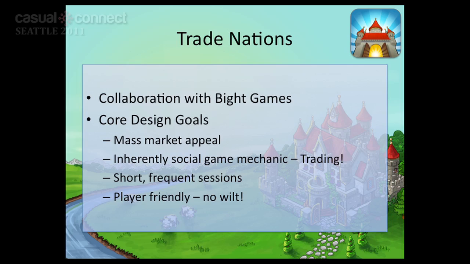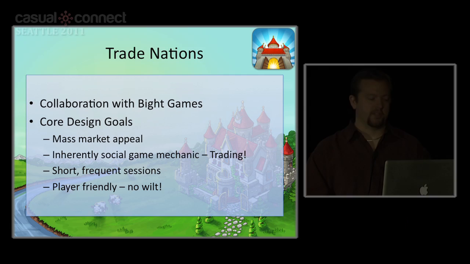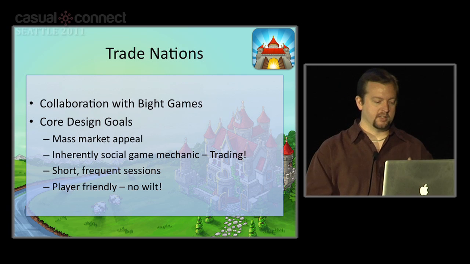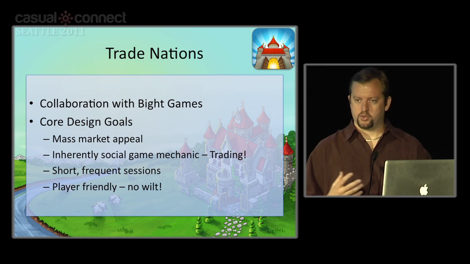So Trade Nations was a collaboration with a developer up in Canada called Byte Games. We had some very core design goals in mind when we first started off the product. It had to have mass market appeal. We had to have an inherently social game mechanic, which is where the idea of trading with your friends comes in. We were designing for the mobile space. We figured short, frequent sessions were really important, and we wanted to be very player-friendly. We decided to do away with the wilt mechanic that was very popular at the time with games like Farmville.